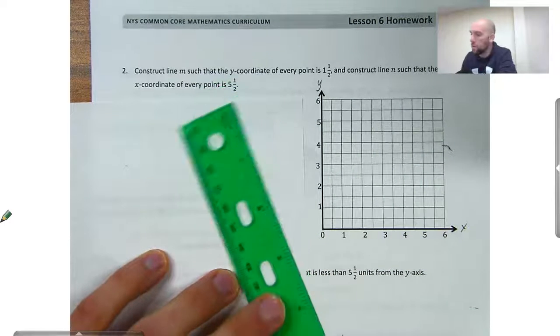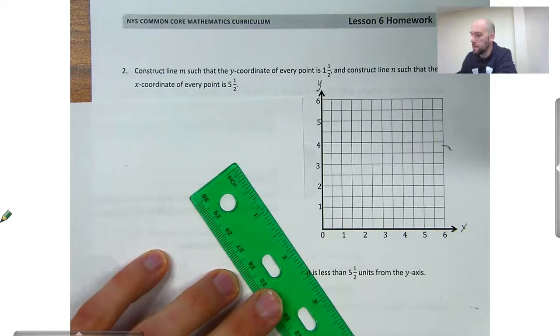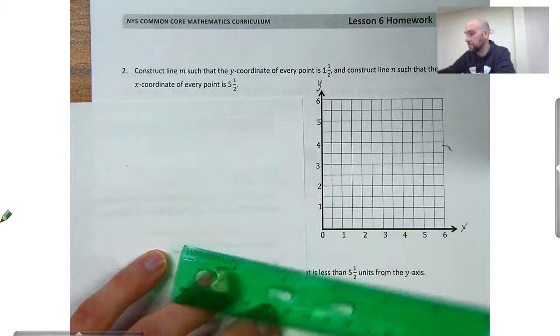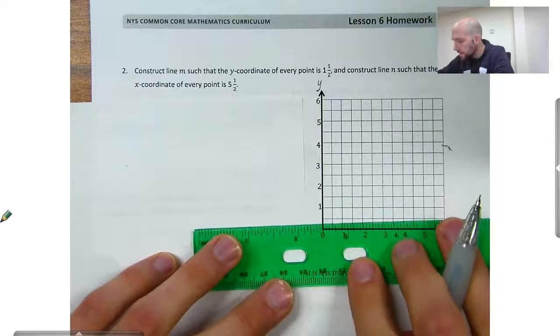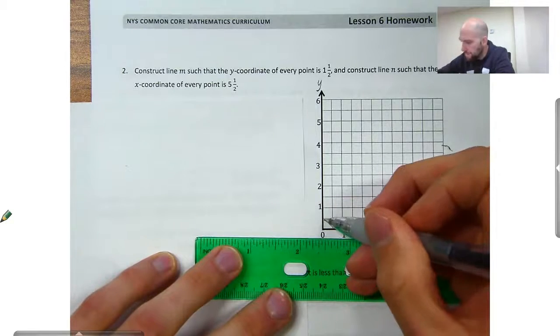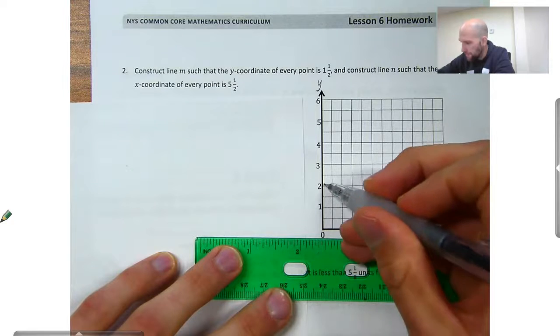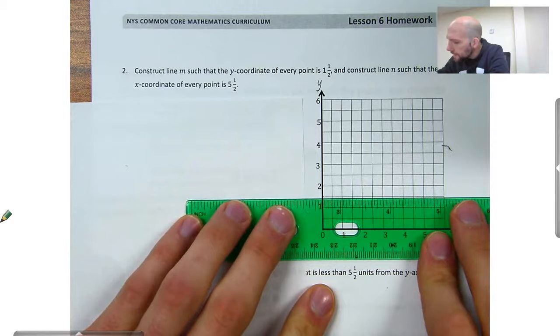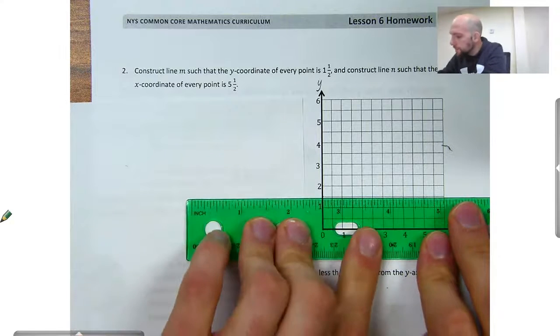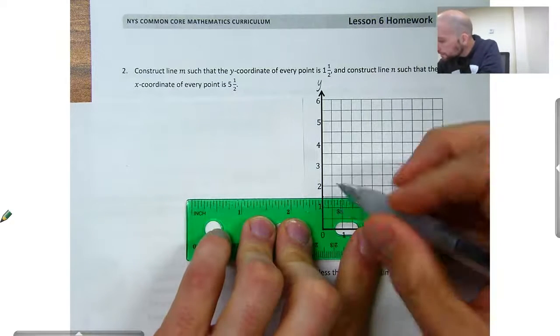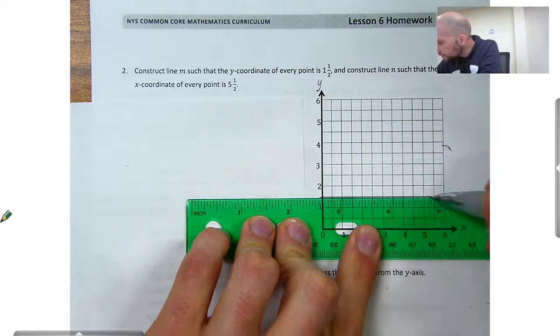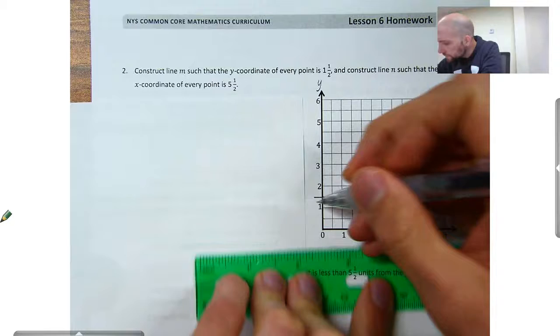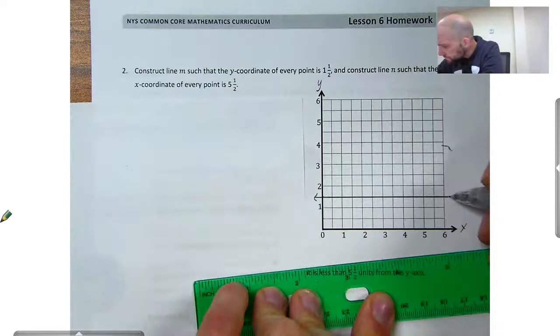So the Y coordinate of every point is going to be 1.5. So we'll look at our Y, and it looks like these are every half. So we have a half, 1, 1.5, 2. We're looking for 1.5 right here. And this line M is going to go right along this because our Y coordinate is going to be the same for every point. We'll label this M.